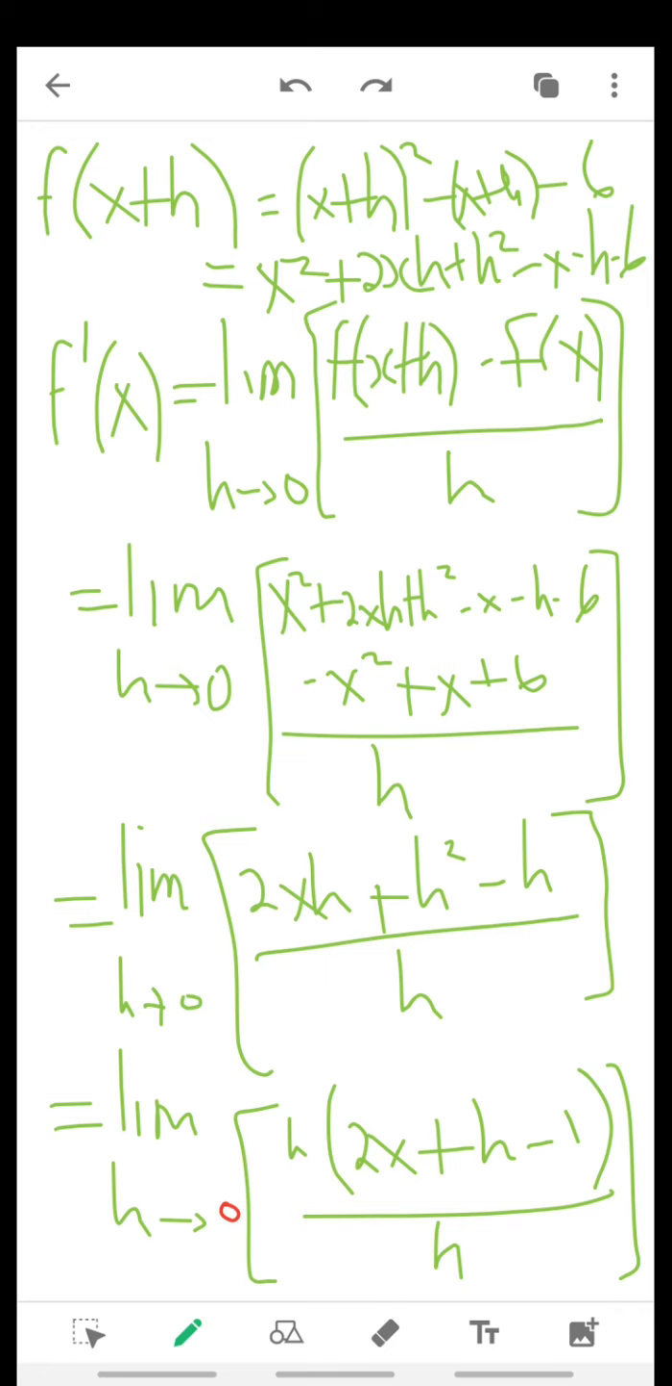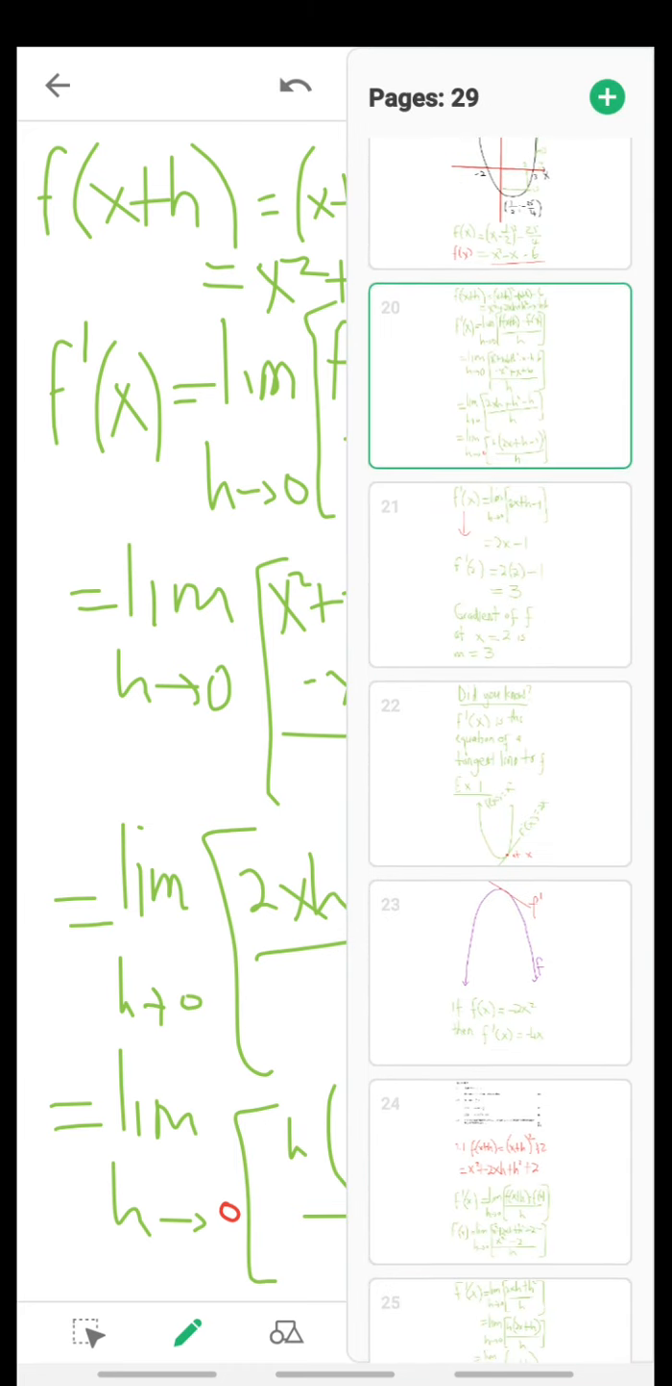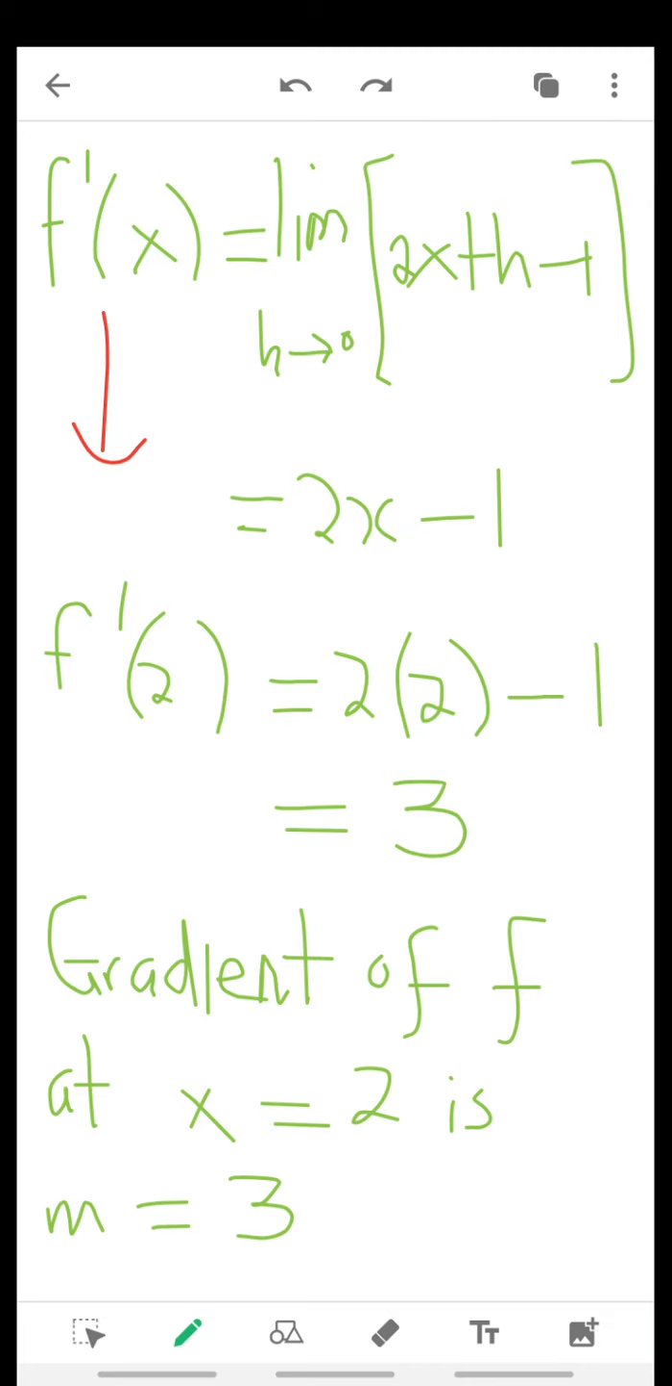Don't leave it. Once you leave it, the whole thing is wrong. Okay. Now what is common there? It's h. So I take out h as the common factor, where h and h cancel. After cancelling, the expression simplifies to this. I'm left with 2x plus h minus 1.